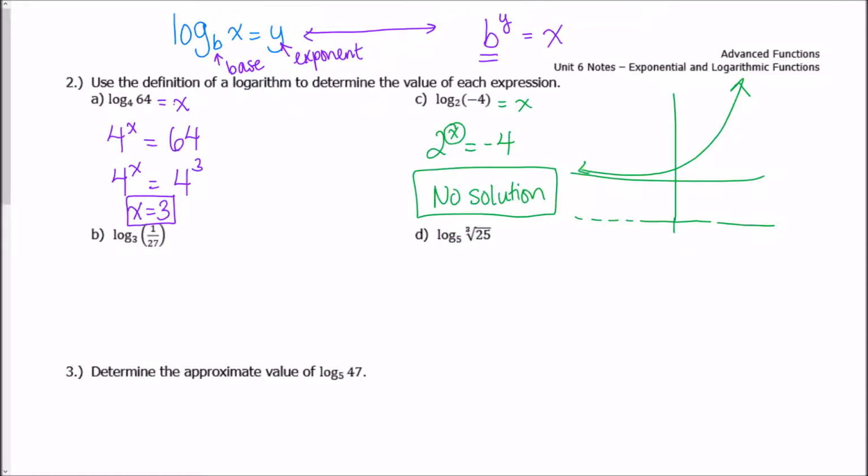All right. The next one that we have right here, I'm going to say equals x again. And so this is going to say 3 to the power of x is equal to 1 over 27.